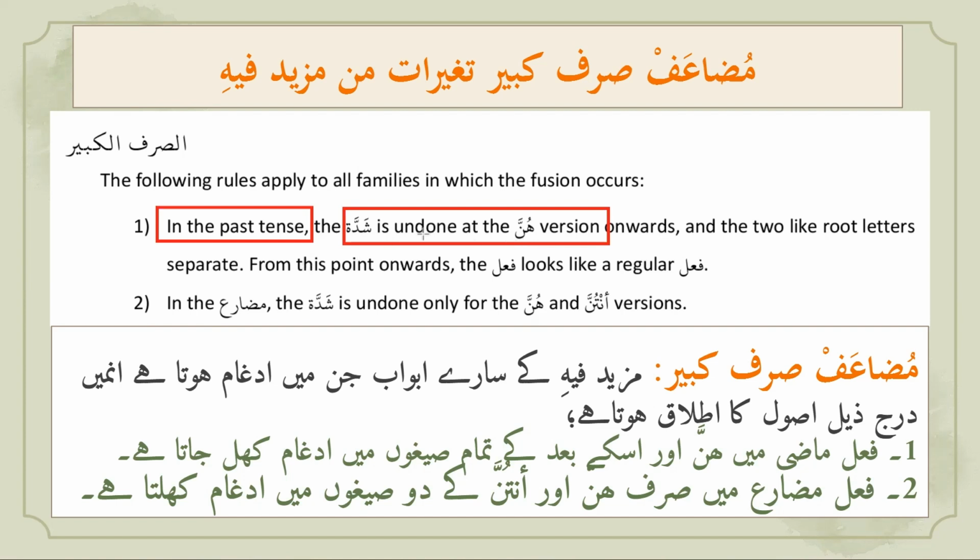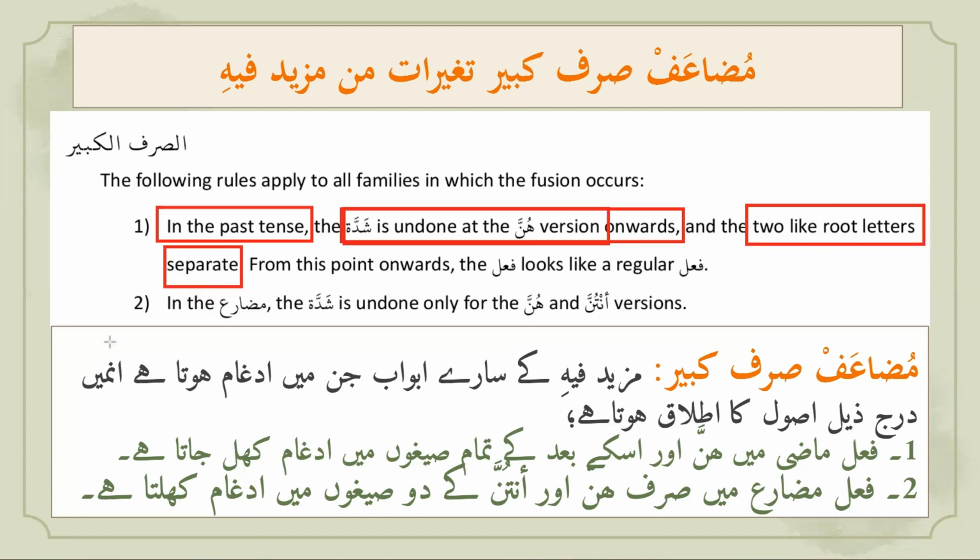So there's no fusion in hunna version of past tense. And as you know, whatever happens at the level of hunna, the rest of Sarf Kabeer follows the same pattern. So Shadda is undone at hunna version onwards. Anta, antuma, antum, anti, antuma, antunna, ana, nahnu, all versions follow the same thing that happened at hunna. And when Shadda is undone, the two root letters, the second and third root letter, separate.